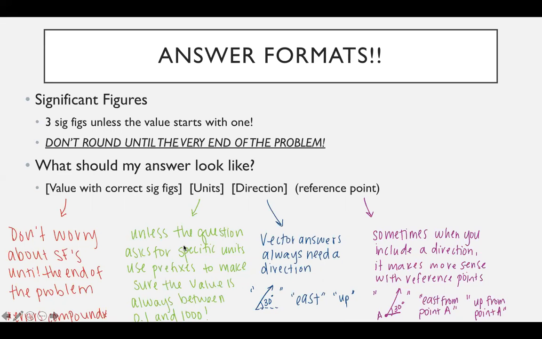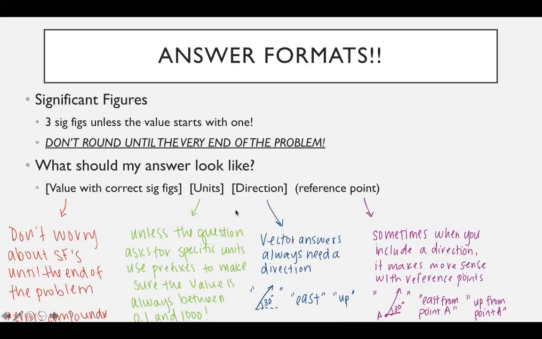Sometimes, especially in the unit conversion questions, the question will ask for specific units. Otherwise, you should make sure that you're using the proper units to get your answer between 0.1 and 1,000. So if you end up with, I think one of the example questions ended up with an answer of 1,183, that would not be proper because it needs to be less than 1,000. So it would be 1.183 kilonewtons.